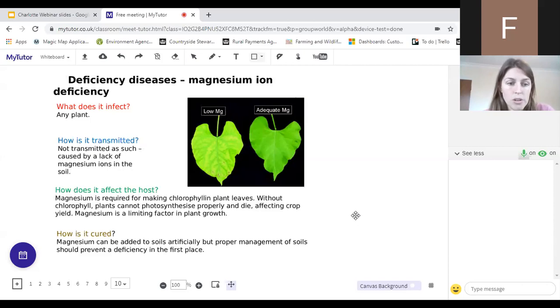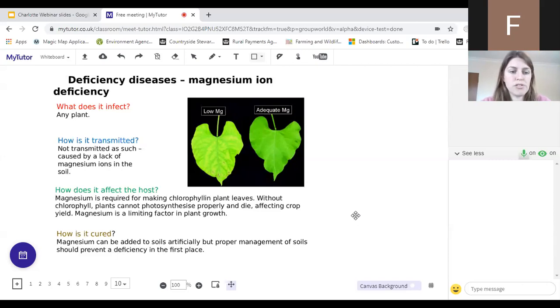How does it affect the host? So magnesium is required for making chlorophyll in plant leaves. So again, this is all linked to photosynthesis. And without chlorophyll, plants cannot photosynthesize properly, and they have reduced growth, and they may eventually die, affecting crop yield.